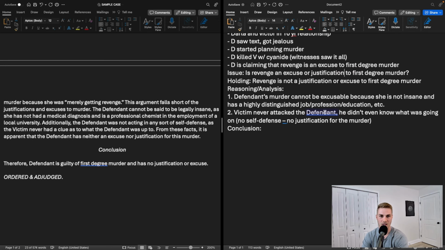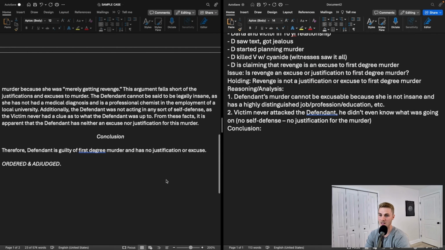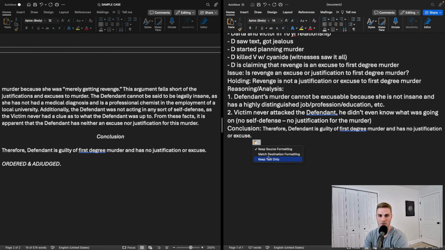The victim never attacked the defendant. He didn't even know what was going on. So there's no self-defense, no justification for the murder. So here, revenge is not a reason that first-degree murder could be excused. The only two reasons are right here, and she did not qualify for any of those. And in this case, they just straight up give us a conclusion, which we can just copy and paste over here. How nice. Therefore, defendant is guilty of first-degree murder, has no justification or excuse.